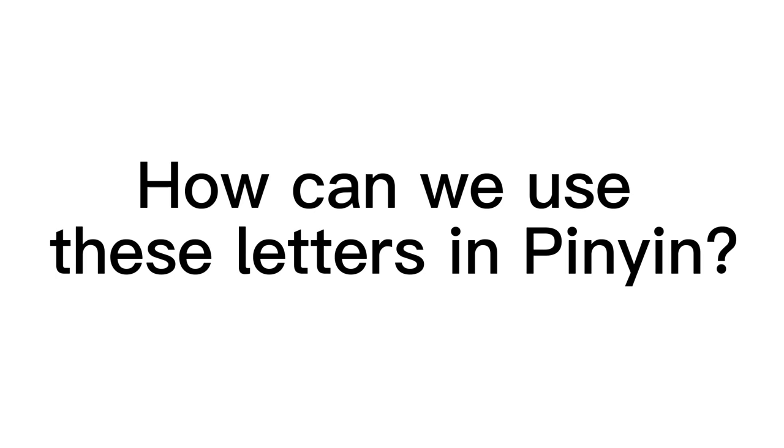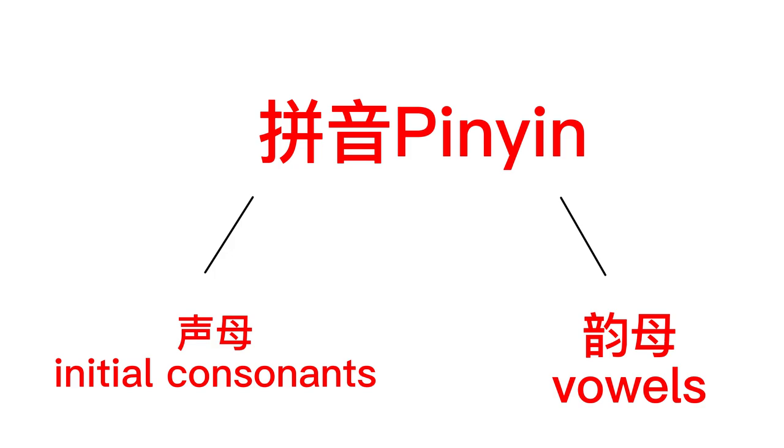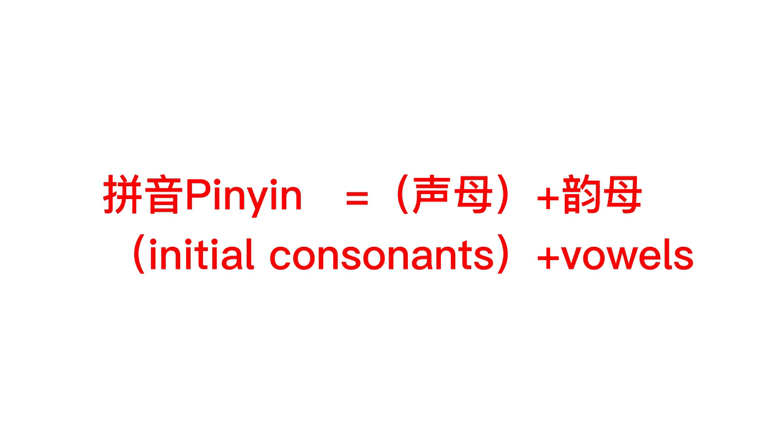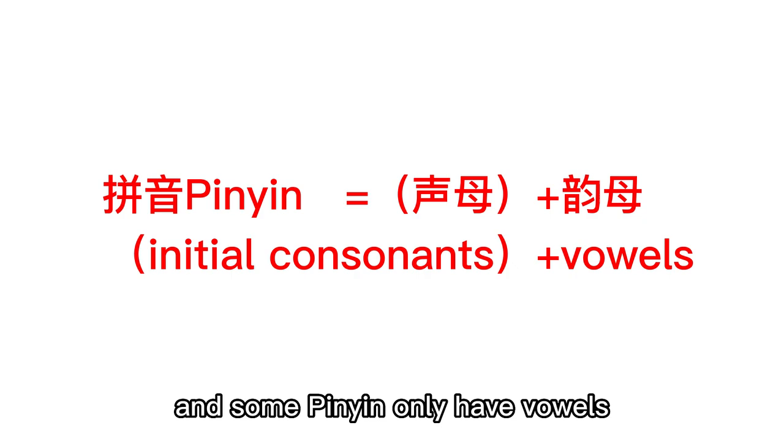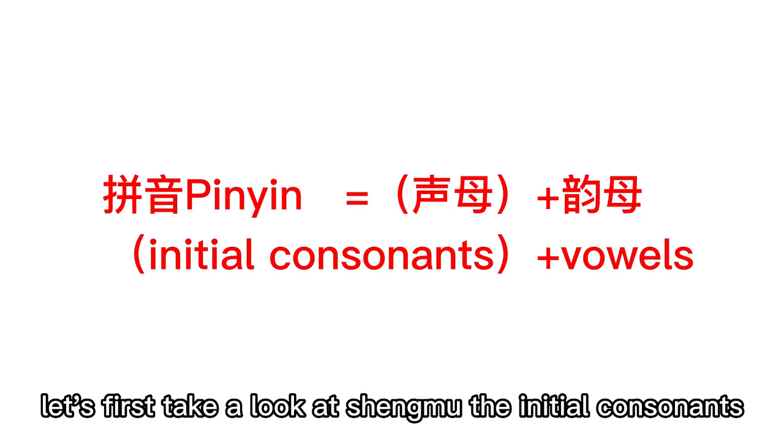Now we know the letters, how can we use them in Pinyin? In Chinese Pinyin, we have shengmu, initial consonants, and yunmu, vowels. You only need to keep in mind that Pinyin is a combination of initial consonants and vowels, and some pinyin only have vowels, but initial consonants cannot be pinyin without vowels. Let's first take a look at shengmu, the initial consonants.